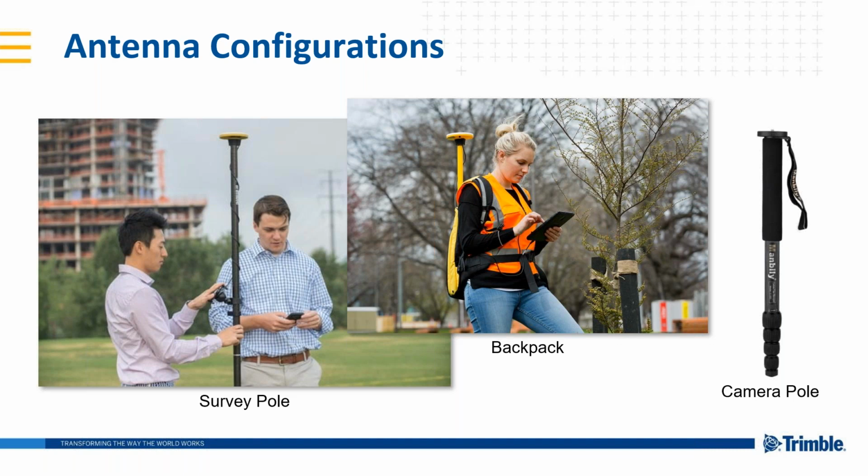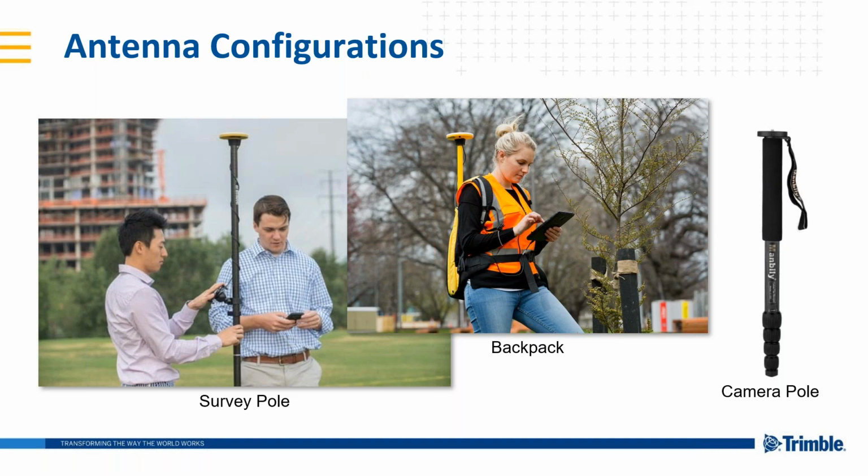So by using the survey pole and a level bubble that's attached to the pole, you can hold it very, very accurately and translate the position of the antenna to that point of interest on the ground within a few millimeters. The second configuration there is mounting the antenna on the backpack. That's very convenient, of course, because it means you're not having to hold a survey pole, but you're not going to achieve the same level of accuracy.